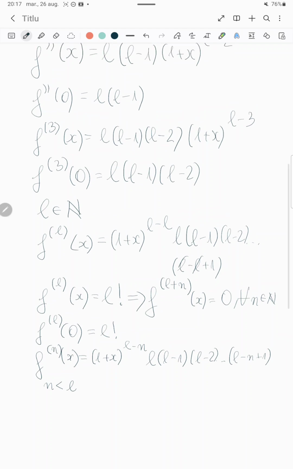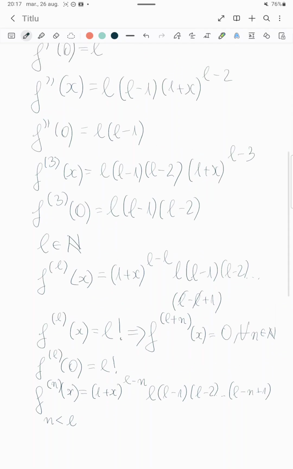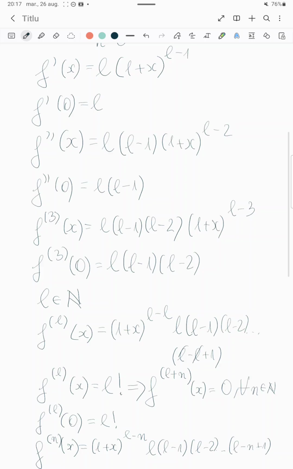Now, listen. In order to understand this logically, you have to look at these examples. At the first derivative, we only had L in front. And here we had this exponential, which is L minus 1. And here, at the second derivative, the exponent decreases by 1. And the constant has become L times L minus 1.